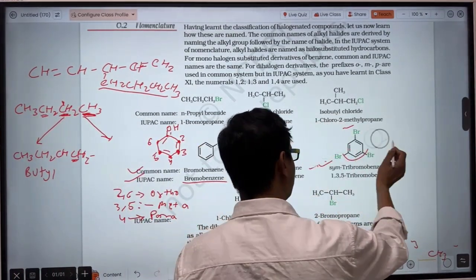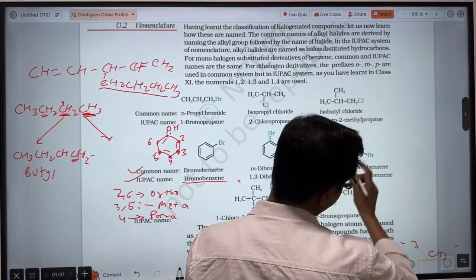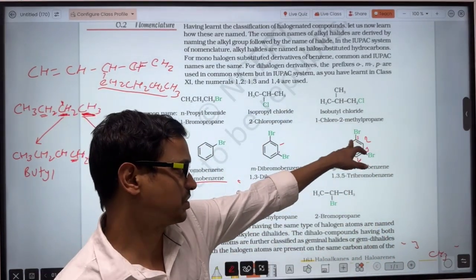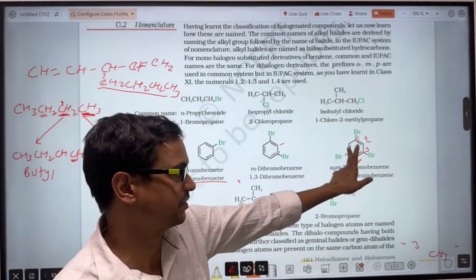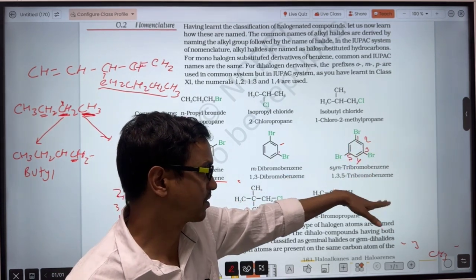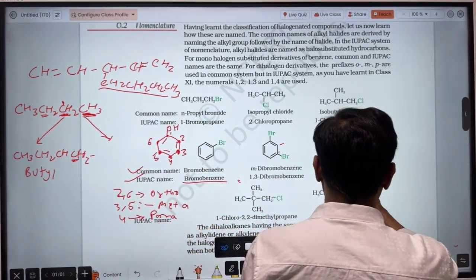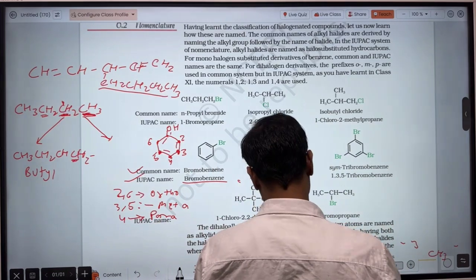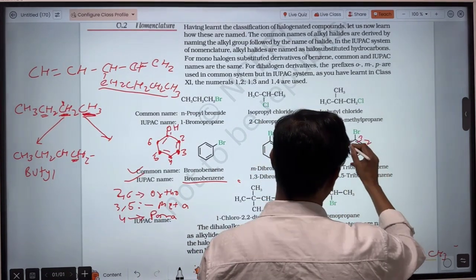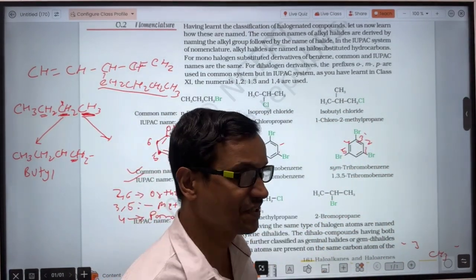When you have to write the IUPAC name, suppose this is the first carbon atom, then second, third, fourth, fifth. So bromine is at the first position, third position and fifth position. So the name of the compound will be 1,3,5-tribromobenzene. In the same way, you can also consider this bromine-bearing carbon as the first carbon: first, second, third, fourth, fifth. In that case also it is 1,3,5-tribromobenzene.